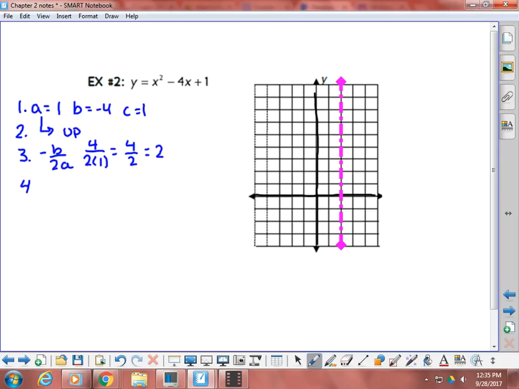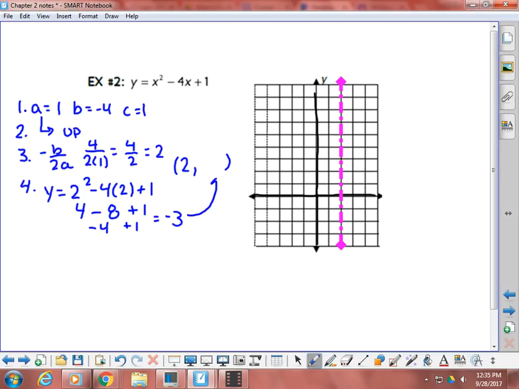Okay, so part 4 is to find the rest of our vertex. So to do that, we know that 2 is our first value, and we're looking for our second value. We're going to plug it back into the equation. So 2 squared minus 4 times 2 plus 1. So I get 4 minus 8 plus 1, which this is going to give me a negative 4 plus 1, which is negative 3. So that is the y part of the vertex. So I'm going over 2 and down 3.